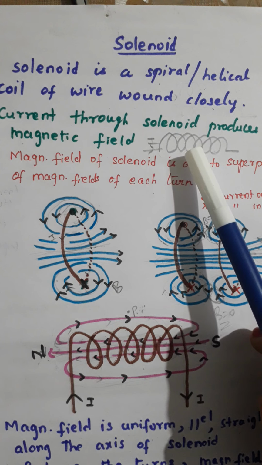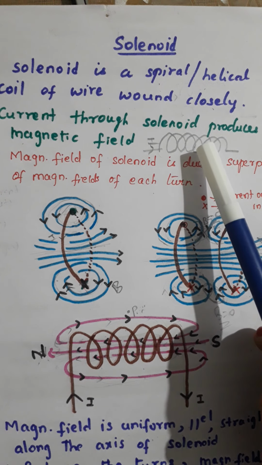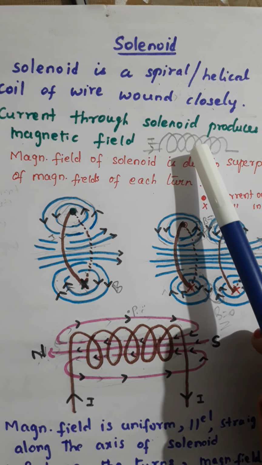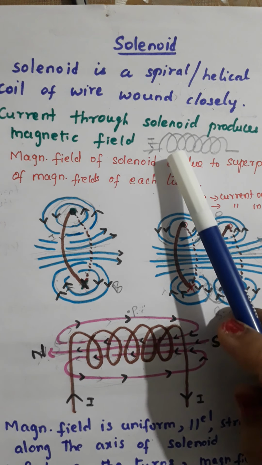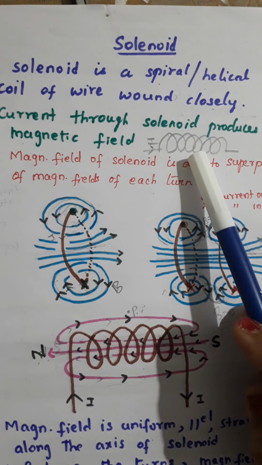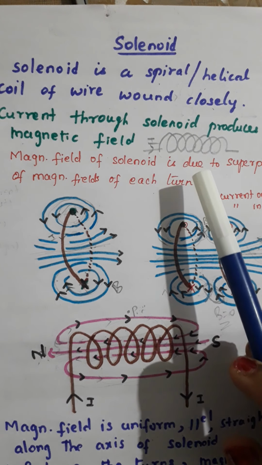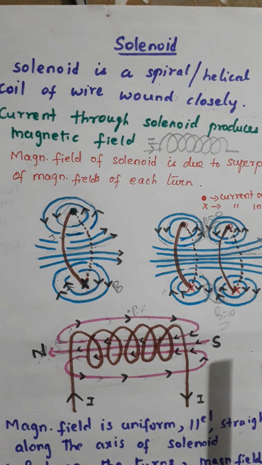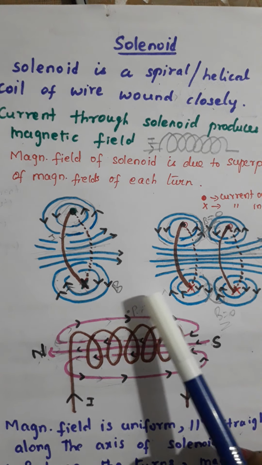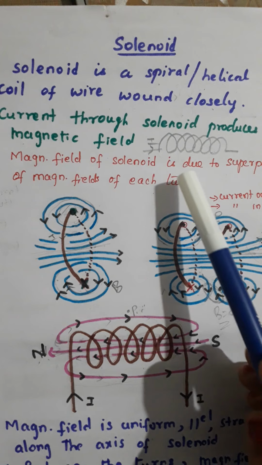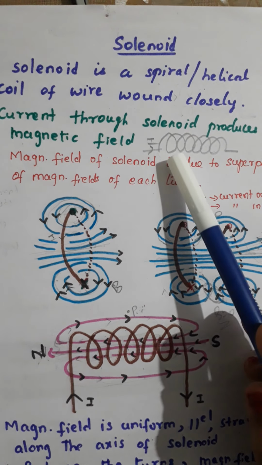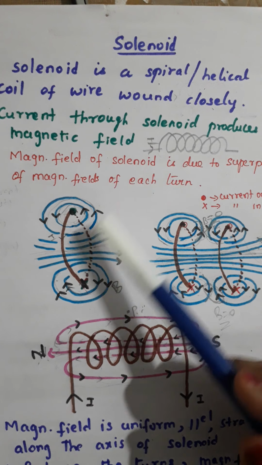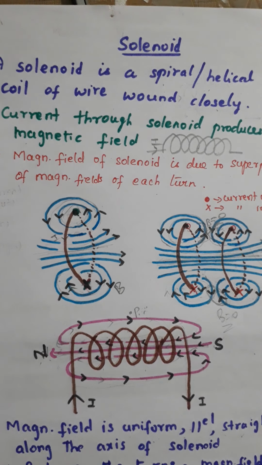The magnetic field of the solenoid is produced due to the superposition of the magnetic field of each turn. Each and every turn of the solenoid will produce a magnetic field, and the resultant magnitude is the vector sum of all the magnetic fields of individual turns, right children? Now in this I have considered a single turn here, right? Here there are n number of loops. I have considered here a single loop.